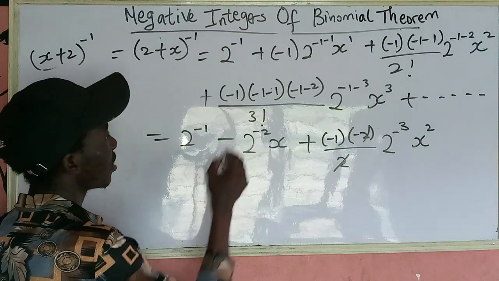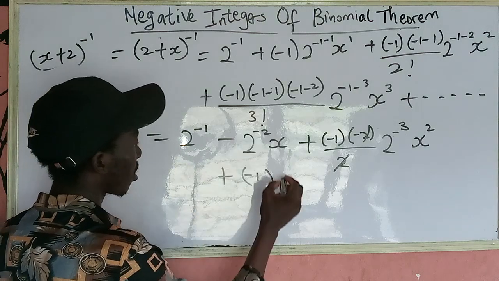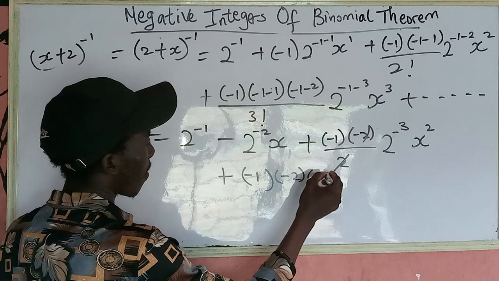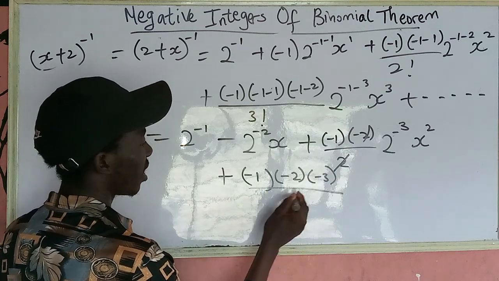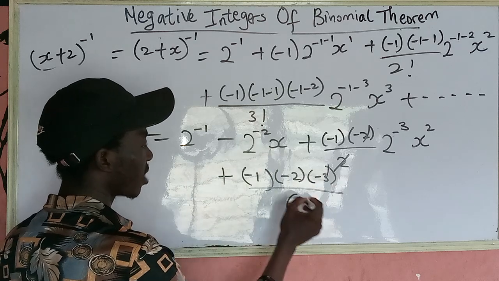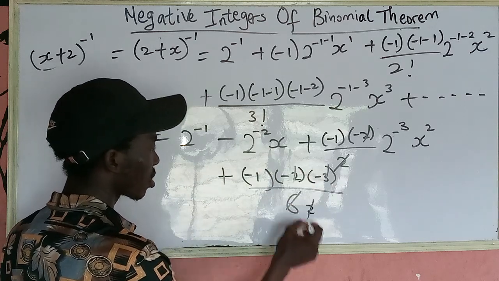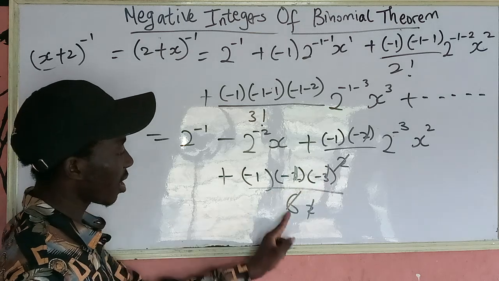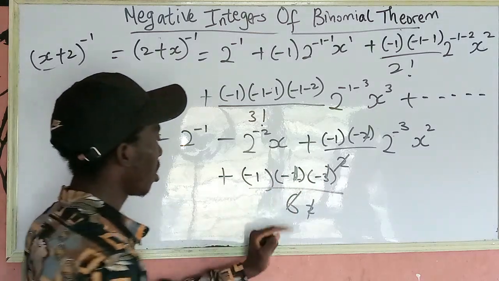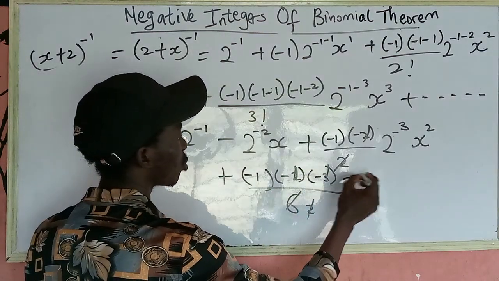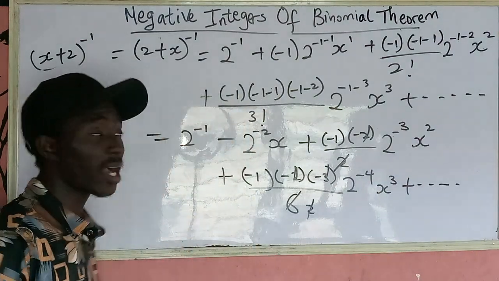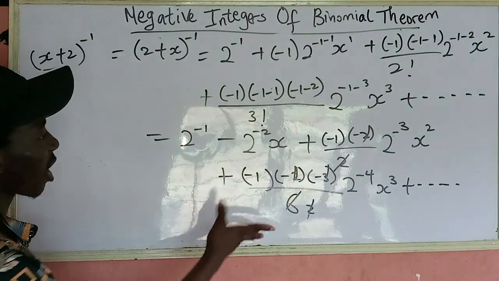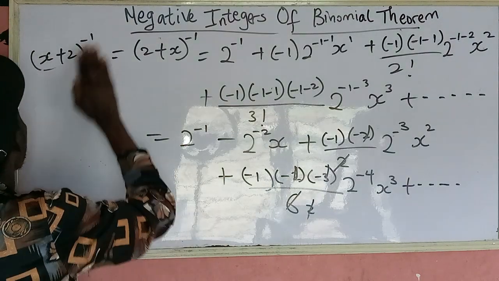Last one will be minus 1, minus 2, minus 3 over 3 factorial. And that gives us 6. So 3 cancels this, 2 cancels this. Can you see? And you have 2 raised to power minus 4 and x raised to power 3. Plus, plus. So that's how it works. So you can see now you can put it in the final form by having this.